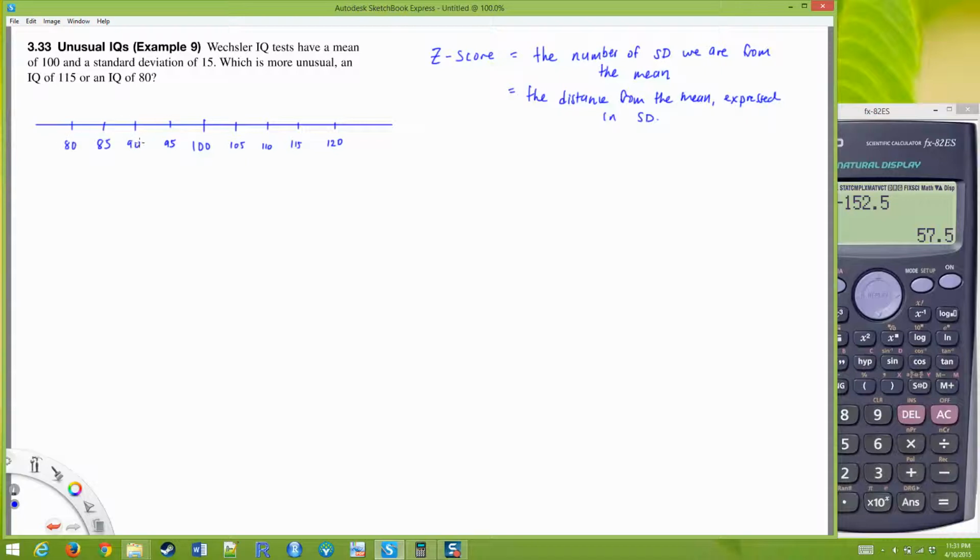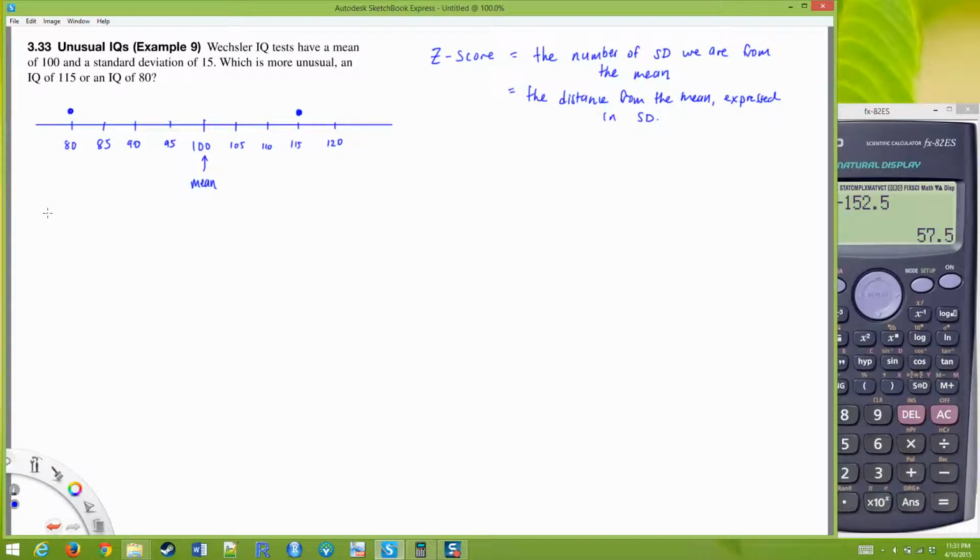So if 100 is the mean, and we've got a point at 115 and another point at 80, we're asking which one is more unusual. Essentially we're asking which one is further from the mean. And we can see from this picture that this one is 15 units away and this one's 20 units away, and therefore the 80 will be more unusual. But let's answer this with z-scores.